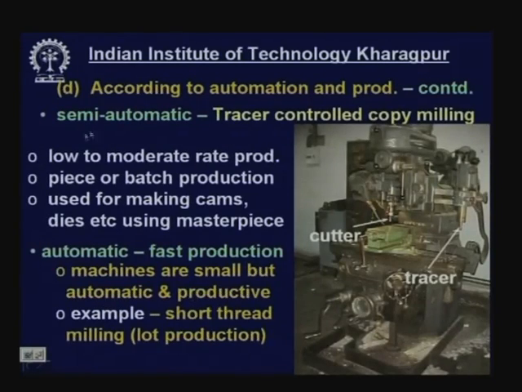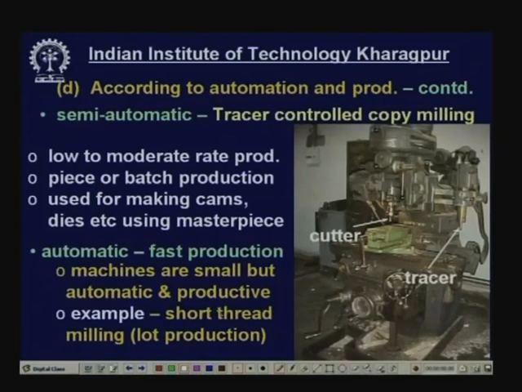Now, semi-automatic. This is a semi-automatic machine. Tracer controlled copy milling. Now, with tracer controlled copy milling, suppose you want to produce a cam with a lobe.